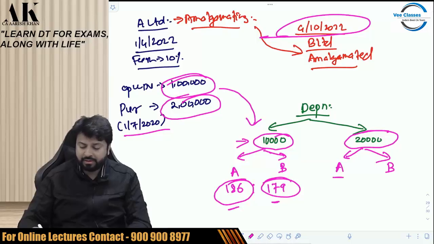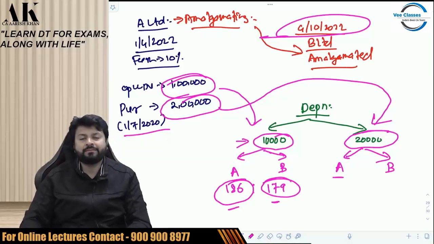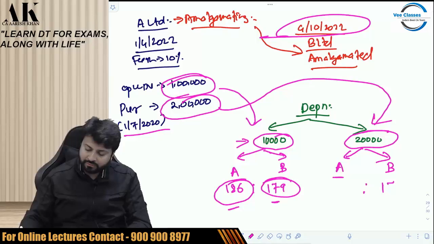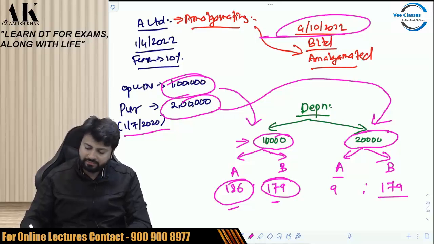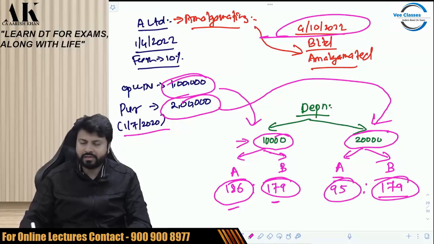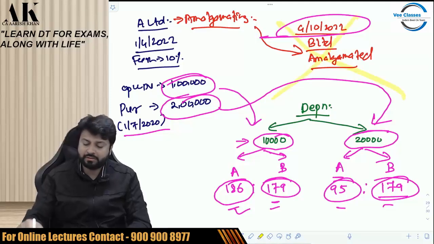Now, in case of this second asset, which is purchased during the year and put to use from July, the ratio will change. The ratio for B will remain 179 only because B will not change. A will change. For A, we have to count from 1st July: July 31, August 31 makes 62, September 30 makes 92, and October 3 days makes 95 days. So we have to divide this in the ratio of 95 to 179. This is how the depreciation will be bifurcated between the amalgamating company and the amalgamated company. Again, while computing depreciation, you are supposed to assume that no amalgamation has taken place.